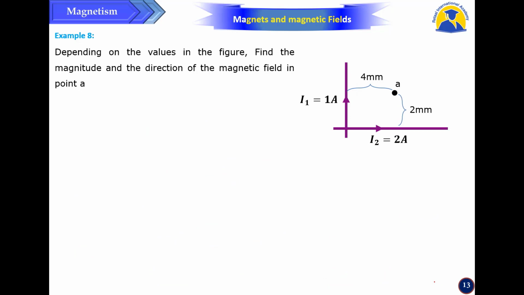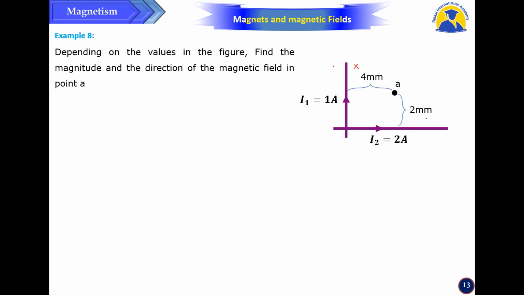Example 8. Depending on the values in the figure, find the magnitude and the direction of the magnetic field in point A. Okay. First, the direction of magnetic field from current number 1. Right side is X, left side is dot.